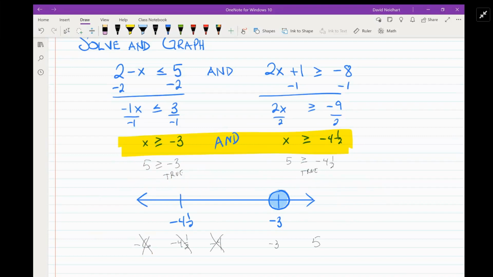Because that is true in both parts, that means this right section of the graph will get shaded. And so what we do is we continue shading all the numbers to the right, but we want to show that that goes on forever, so we shade the arrow with it.